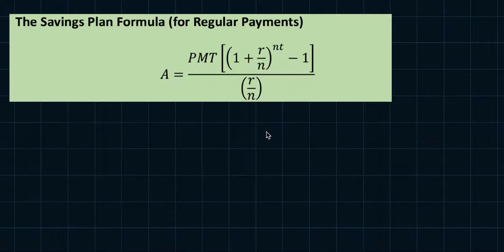We're going to look at our last formula for Chapter 4. And this formula is called the Savings Plan Formula for regular payments. Now, I know what you're thinking. The last few formulas that we've been using are just not complicated enough, right? No, I doubt that's what you're thinking. But yeah, this one is going to be the most complicated formula that we're going to see.